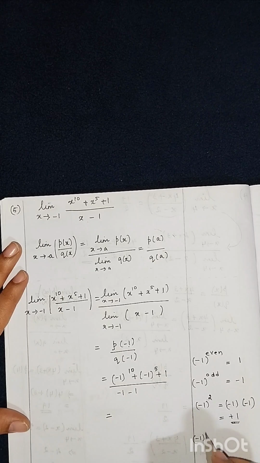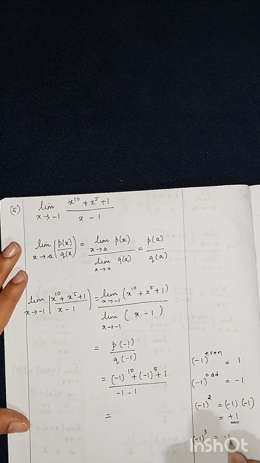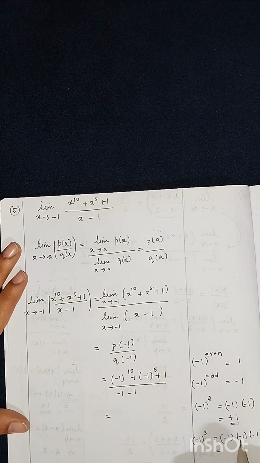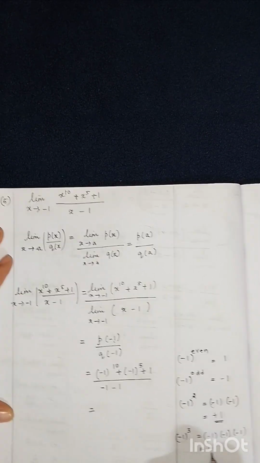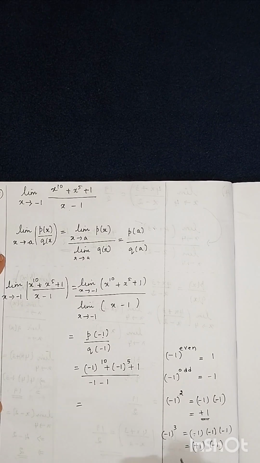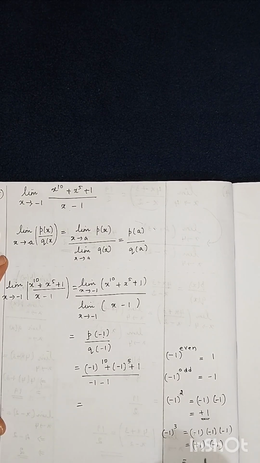Now let us take one odd number, 3. So minus 1 into minus 1 into minus 1: minus into minus will be plus 1, and this is equal to minus 1. Now plus into minus is minus 1. So if the power is odd here, then you're going to get a negative.